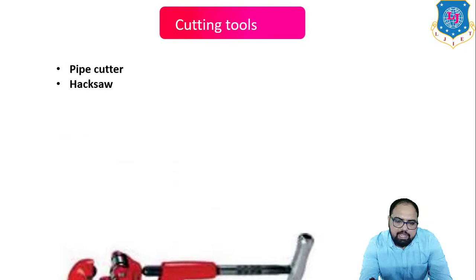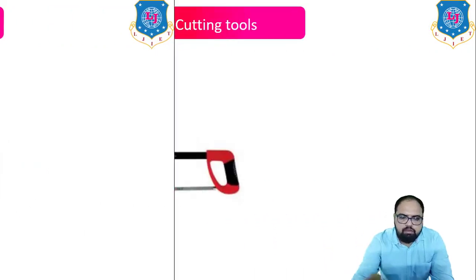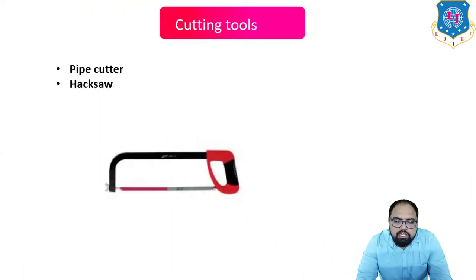Next is the hacksaw. This type of tool is generally used with both hands. It cuts materials like plastic pipe, steel rod, angle iron, sheets, iron pipes, etc. It can also be used for cutting bolt heads and nuts when they are jammed.